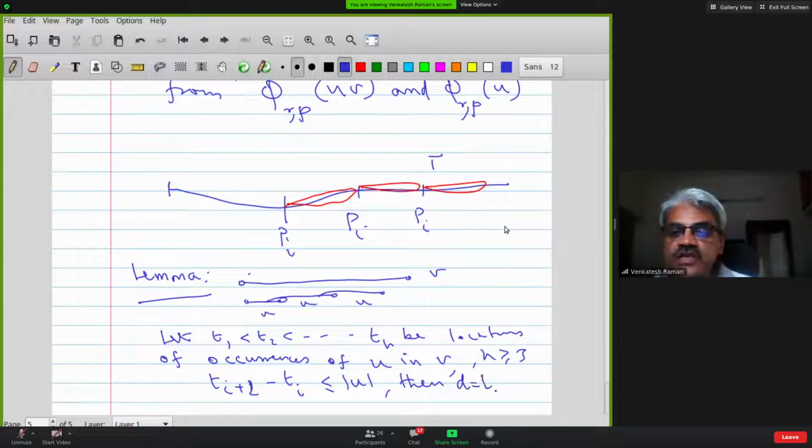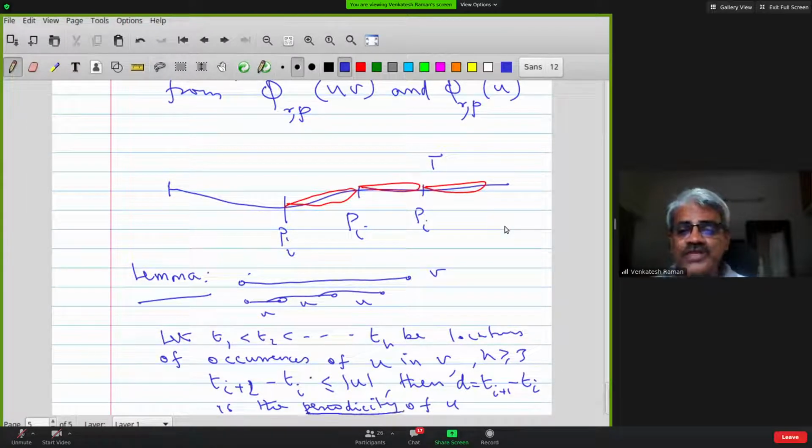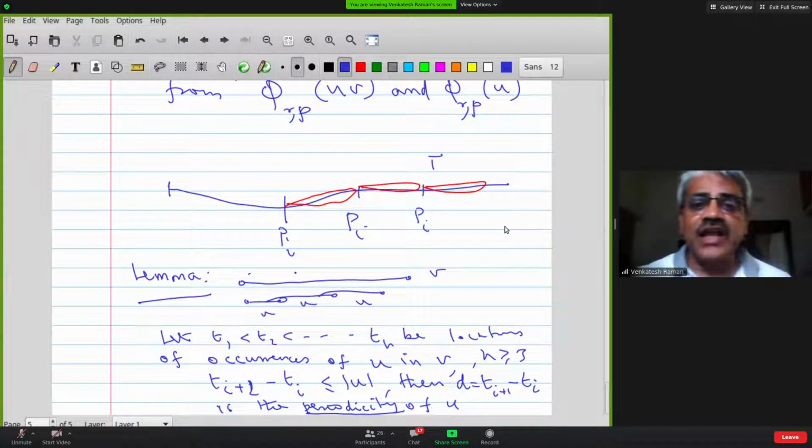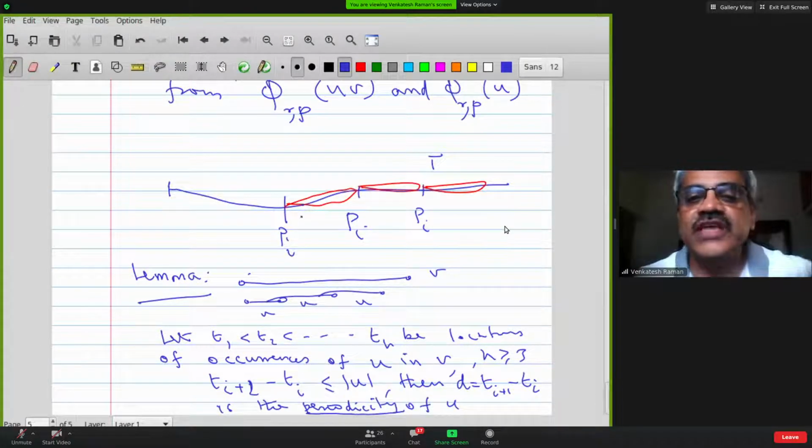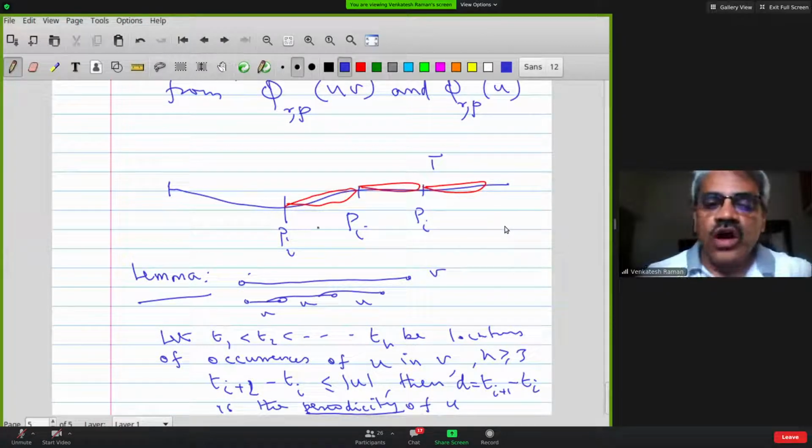there is a constant d such that Ti+1 minus Ti equals d, which is the periodicity of U. Periodicity is a term which I have been trying to avoid, postponing till the last minute. What this says is that if you have 3 occurrences of a pattern, or a prefix of the pattern, in a text, then the differences between these positions have a fixed length. So, that's what this lemma says.